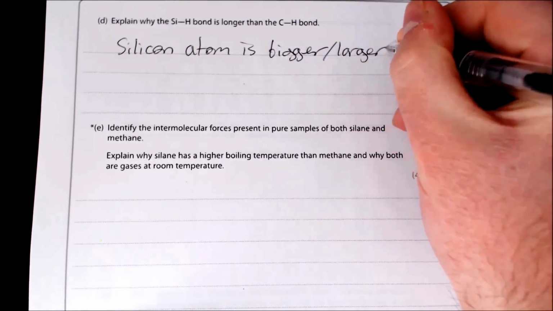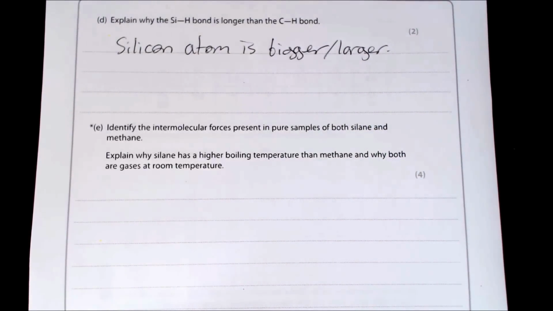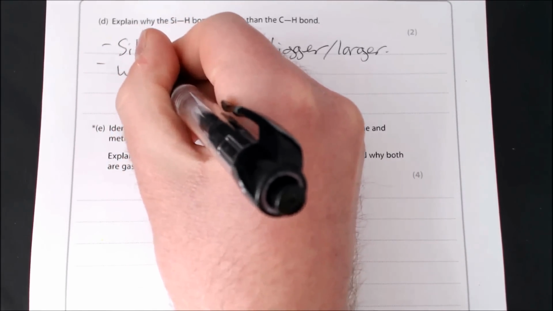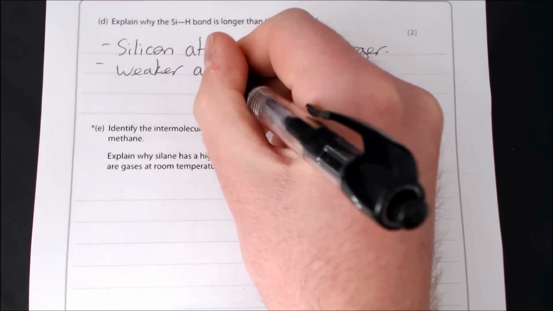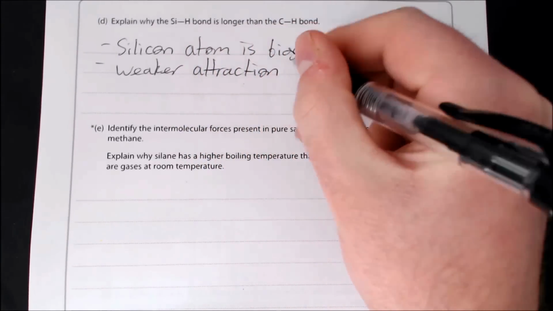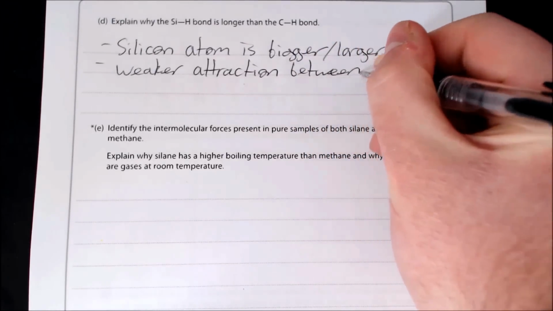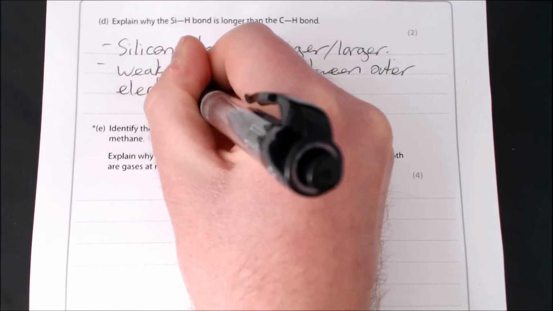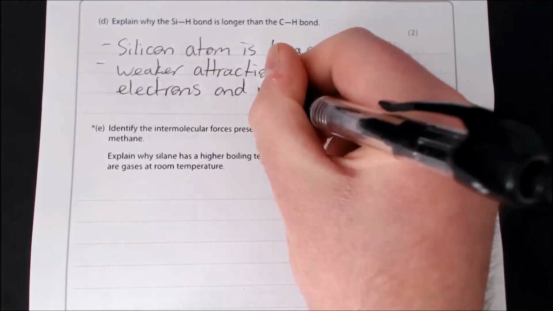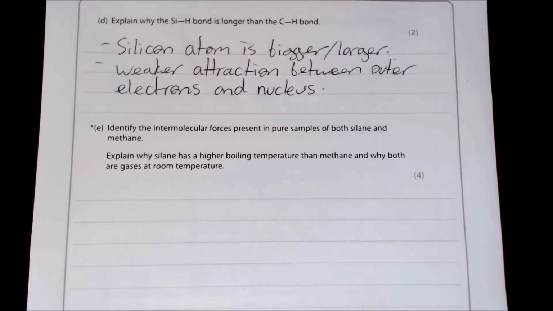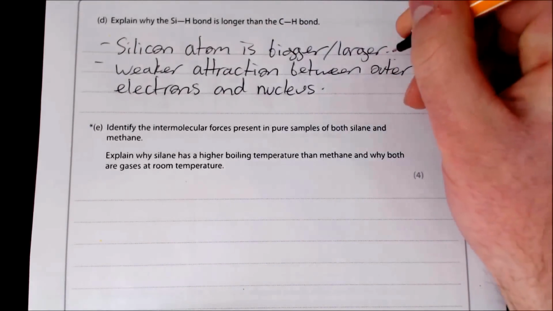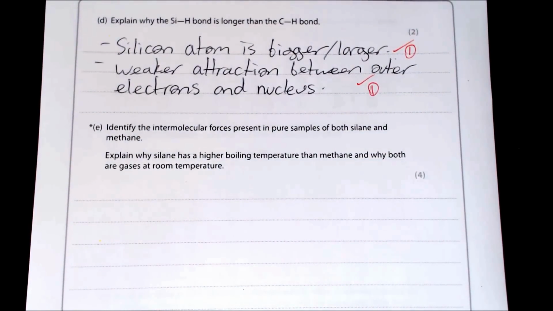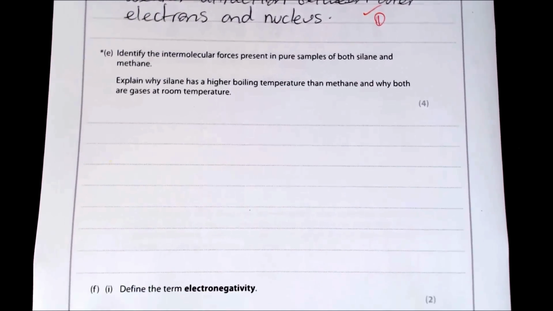Let's put larger. And the other point, really, we need to say is that we have a weaker attraction. So put that on there. So we say we've got a weaker attraction between outer electrons and nucleus. So there we are, 2 marks. So yeah, basically it's just examining your understanding of a covalent bond, really. Okay, so the bigger the atom, the weaker the bond's going to be for covalent wise. Okay, and then next one.